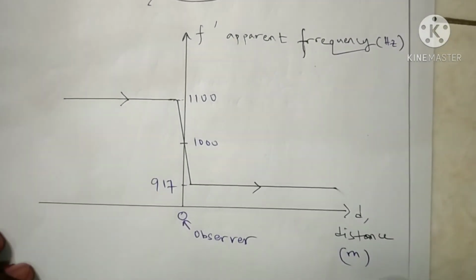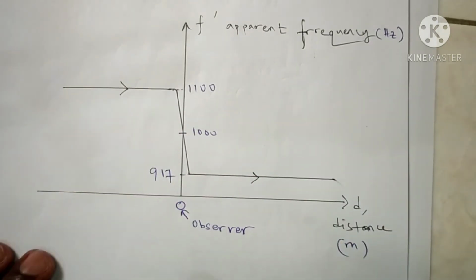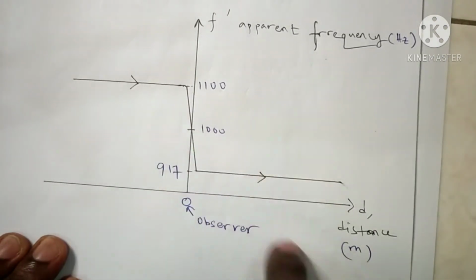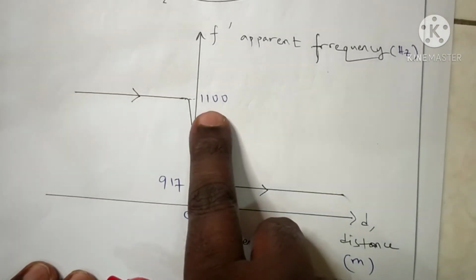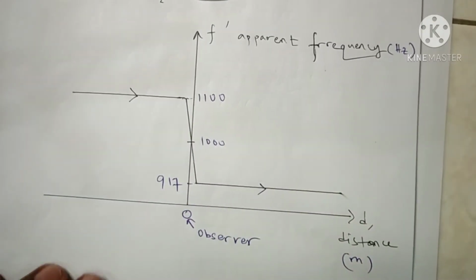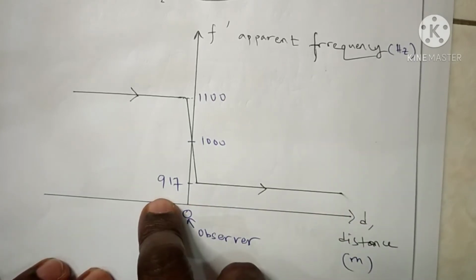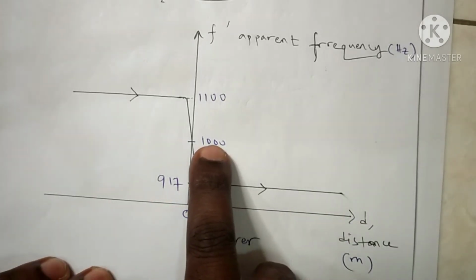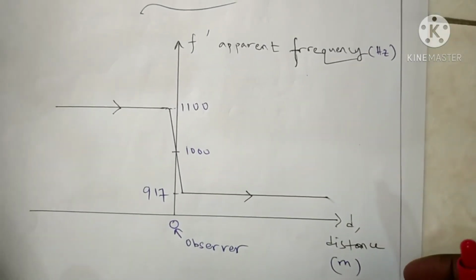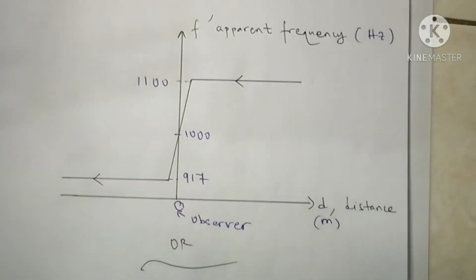It is almost the same, only the shape of the graph starts from here. So the same thing goes for this graph, which is the apparent frequency when the source is approaching is 1100 Hz, and when it is moving away, it is about 917 Hz for actual frequency 1000 Hz. So we can put these values into a graphical method.